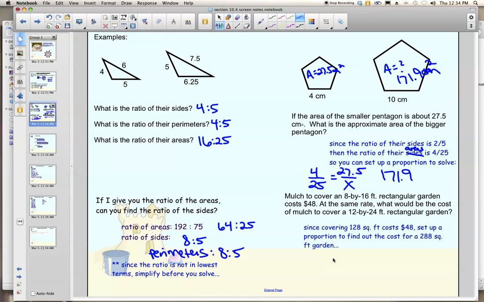So we would take 128 for $48, and we would compare that to 288 for how many dollars? So again, we set up the proportion and we cross multiply. We would take 288 times 48, and then we would divide it by 128, and we would get 108, which means it's going to cost them $108 to make the bigger garden as compared to the $48 it would cost them to make the smaller garden.